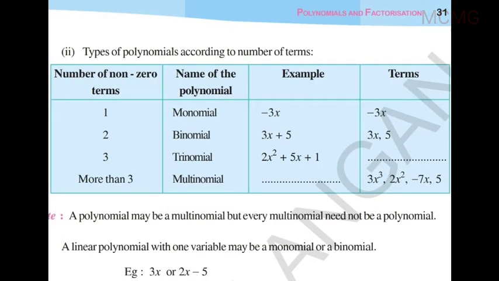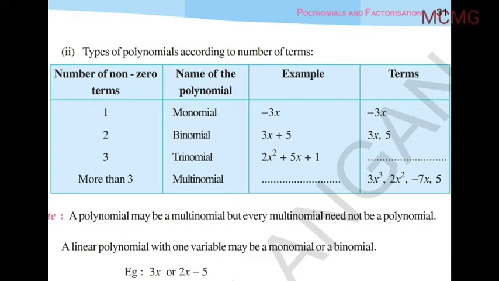Now, what is the main difference between multinomial and polynomial? A polynomial may be a multinomial, but every multinomial need not be a polynomial, because in a multinomial the terms may consist of negative exponents, like x plus 1 by x. So we call those multinomials. Every multinomial need not be a polynomial, but all polynomials are multinomials.